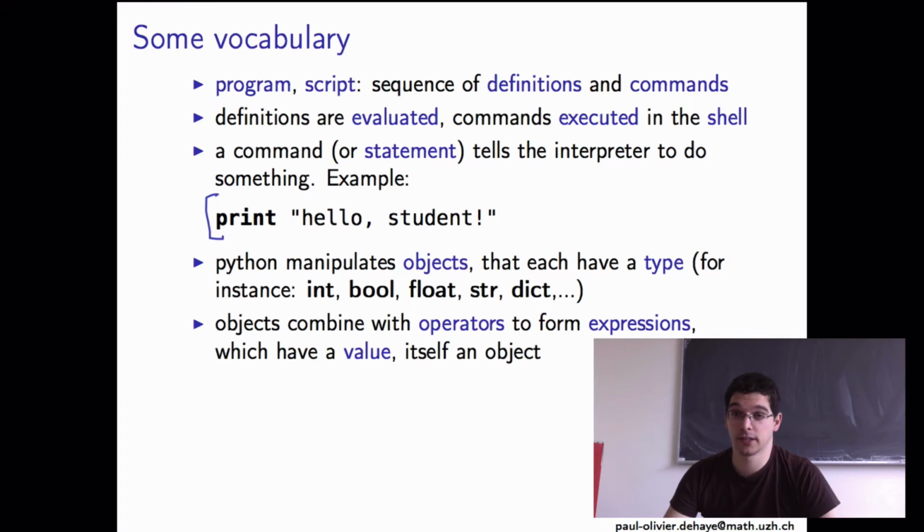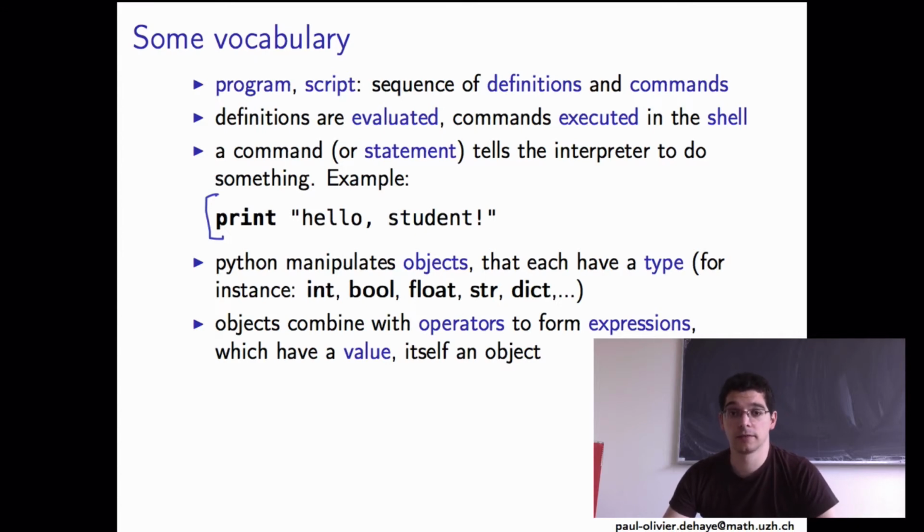In general, Python can also manipulate objects. So that's what it does all the time. And each of these objects has a type. So everything is an object in Python, which is a very good thing. And each of those objects has a type. For instance, the simple types, what's called the built-in types, would be an int, a bool, a float, a string, or a dict, and so on.